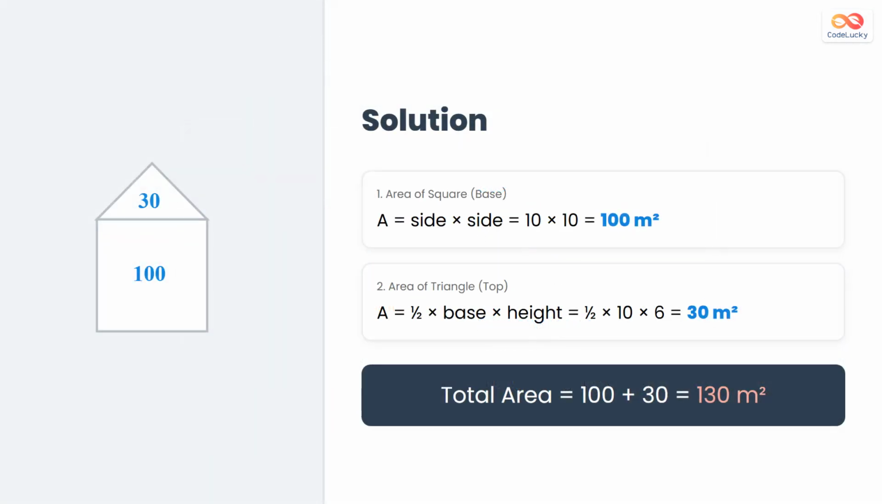To solve this, we calculate the area of each part separately. The area of the square base is 10 times 10, which is 100 square meters. The area of the triangle top is 1/2 times the base of 10 times the height of 6, giving us 30 square meters. Adding them together, 100 plus 30 gives us a total area of 130 square meters.